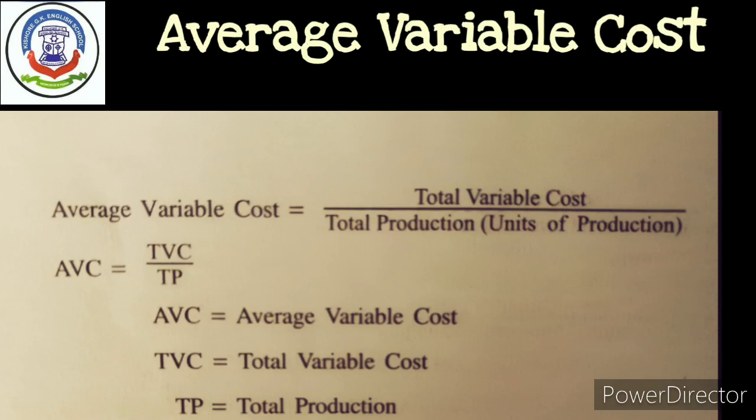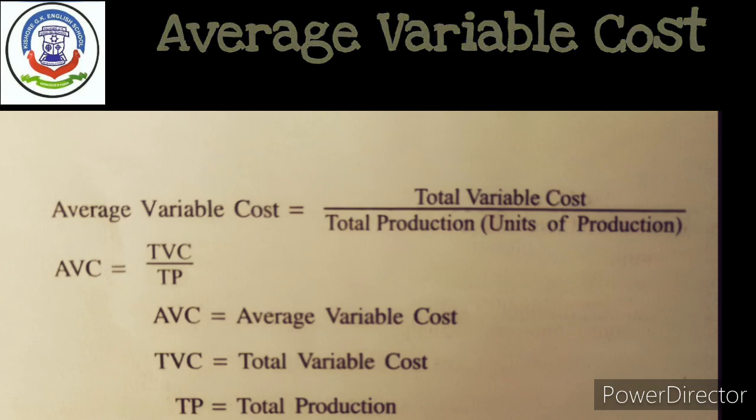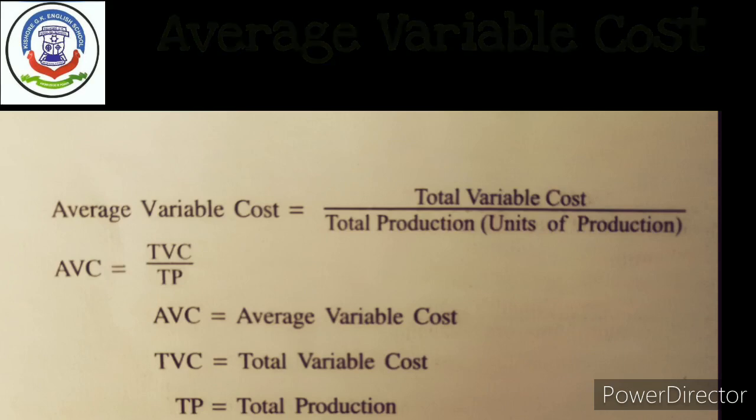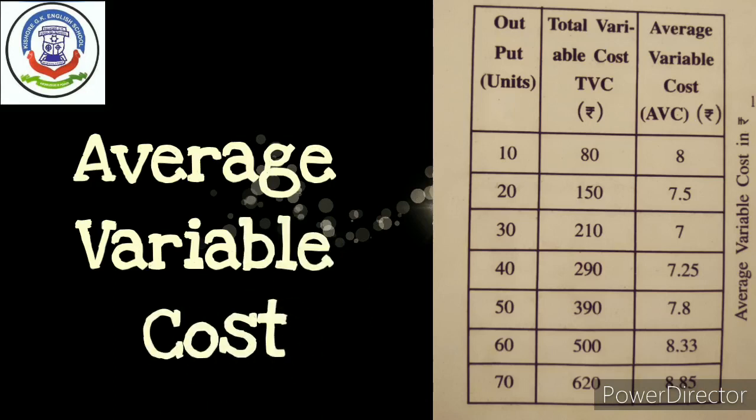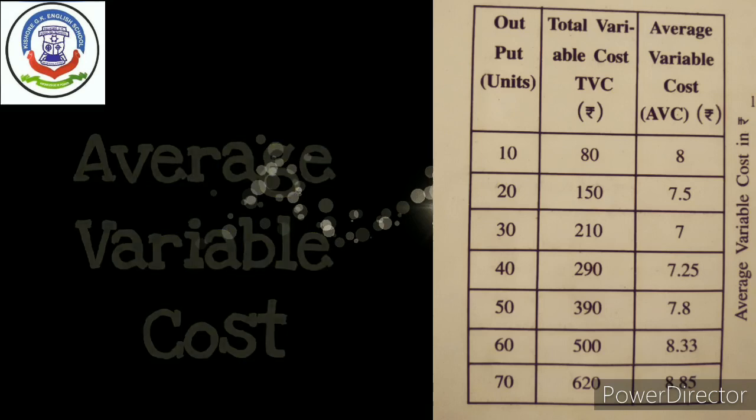For example, suppose a firm's total variable cost is rupees 150 and the firm produced 20 units of output, then average variable cost is equal to 150 divided by 20, which is equal to rupees 7.5. In this schedule, initially with the increase in production, average variable cost decreases. Then it becomes minimum, and after that, with the increase in production, average variable cost also increases.